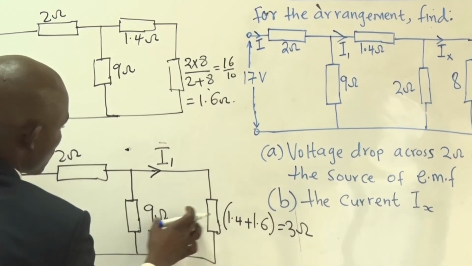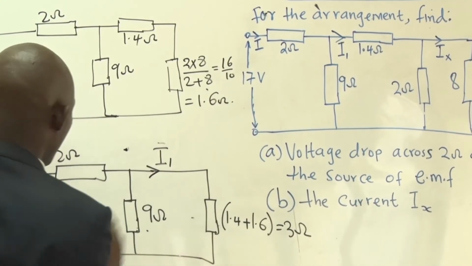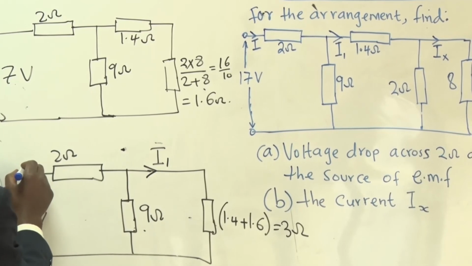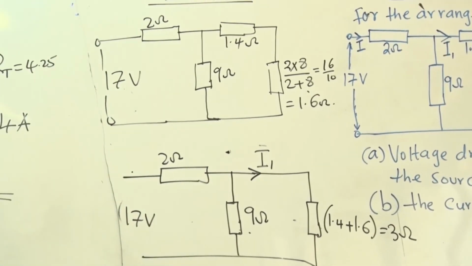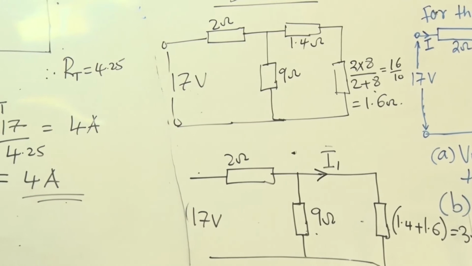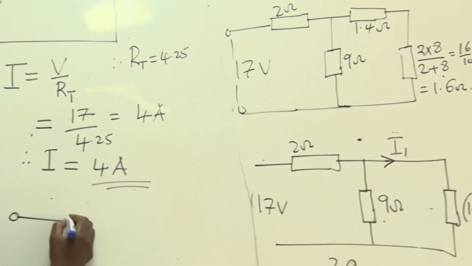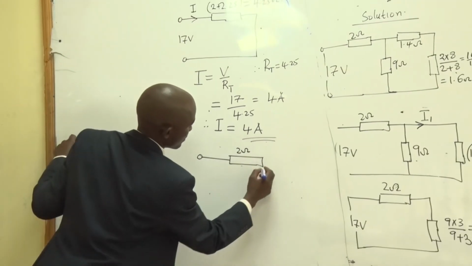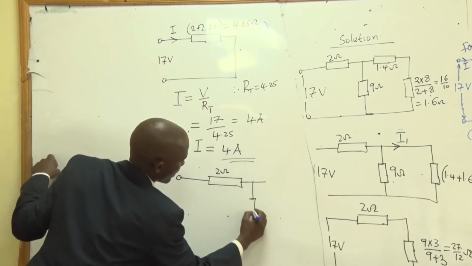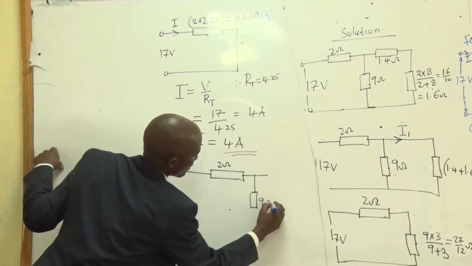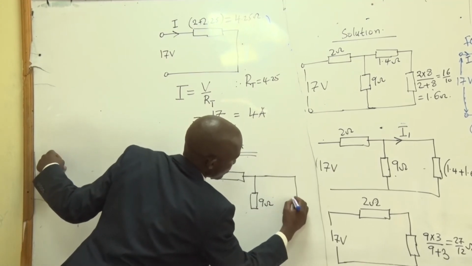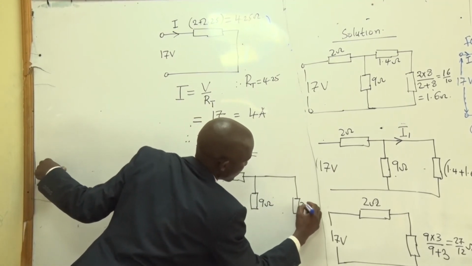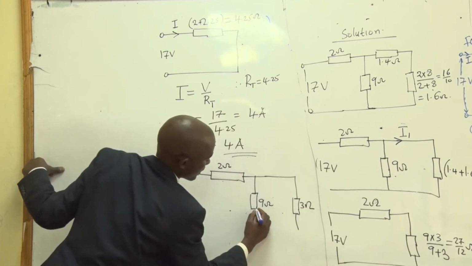So we will use these two. And remember, we have said the current I1, what I'm going to use is this circuit. So I will redraw it so that it is clear to everyone. This is 2 ohms. I will use this 9, and I will also use these 3 ohms, like that.